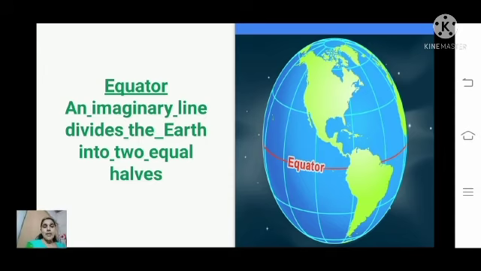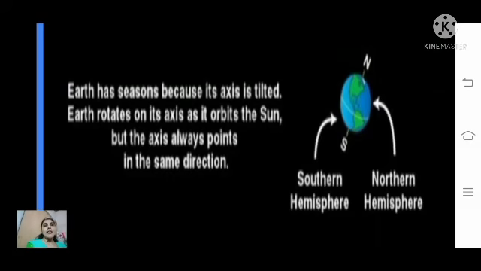Now you can see one imaginary line on the earth. This imaginary line is known as equator. An equator divides the earth into two equal halves. Equator, it is an imaginary line that divides the earth into two equal halves. And the two equal halves of the earth, they are the southern hemisphere and the northern hemisphere. Which are the two equal parts of the earth? They are the southern hemisphere and the northern hemisphere.